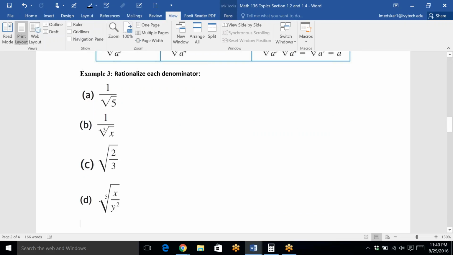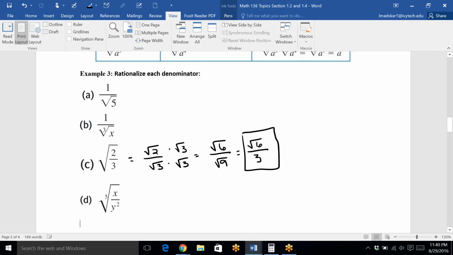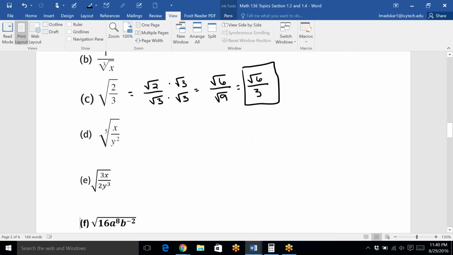So we have, I always like to split this. This is square root of 2 over square root of 3. To get a perfect square in the denominator, you need to multiply by another square root of 3. So that would make this square root of 6 over square root of 9. And the square root of 9 is 3. You do need to make sure that the top radical is reduced, but no perfect squares go into 6.